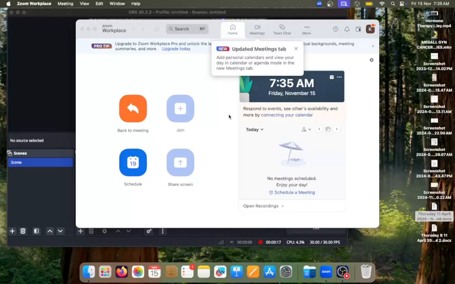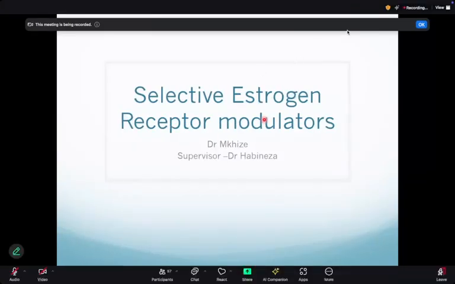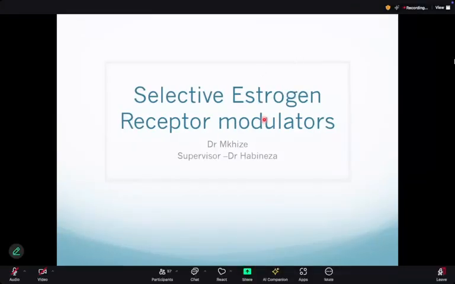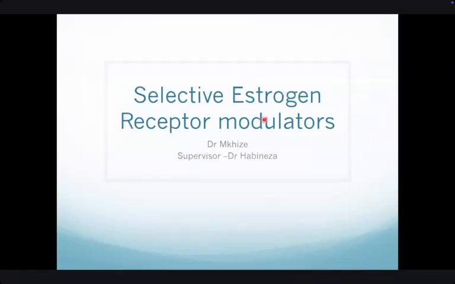Today's presentation is on selective estrogen receptor modulator drugs, which are important drugs specifically in the management of breast cancer patients. We do get involved in the management of breast cancer patients. These drugs are also used for infertility and osteoporosis. I think those are the main conditions these drugs are used in, but we will look at one or two other conditions where they might play a role. Dr. Mkhize will be presenting this morning. Dr. Mkhize, over to you.